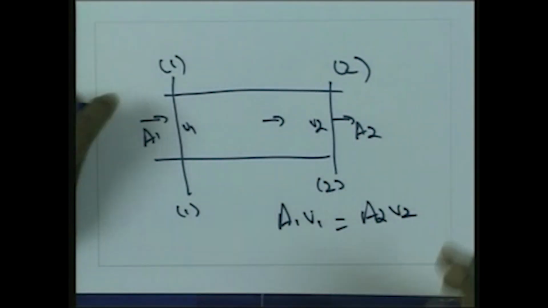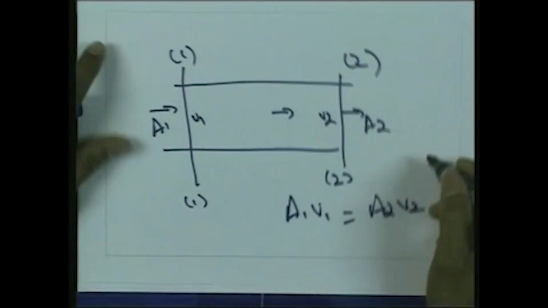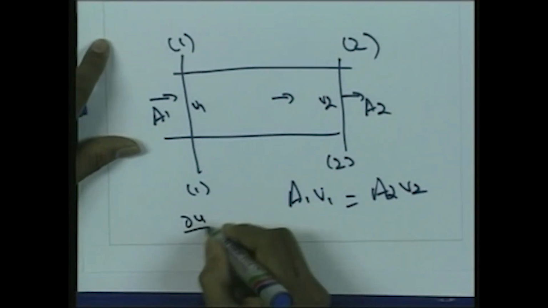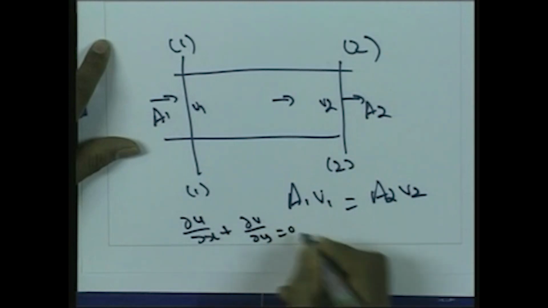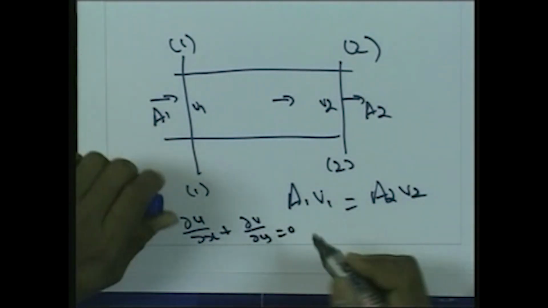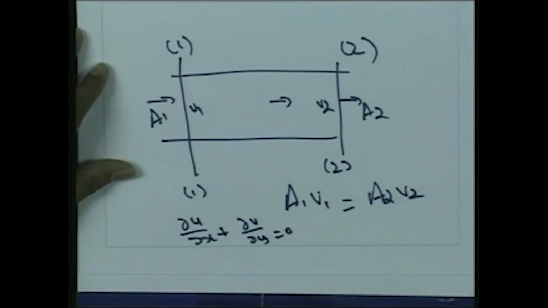And here, with respect to the differential approach, we can say if it is 2D flow, then we can write del u by del x plus del v by del y is equal to 0, or if it is 3D flow, as we have already derived here, it is del u by del x plus del v by del y plus del w by del z is equal to 0. So this is the continuity equation in the differential form.